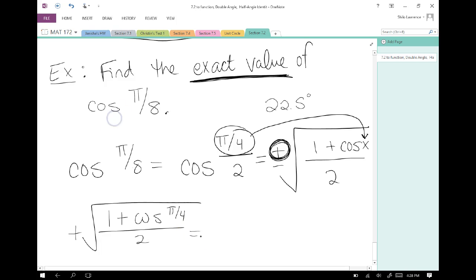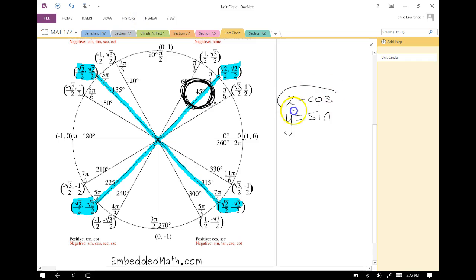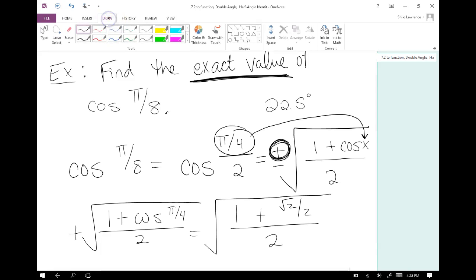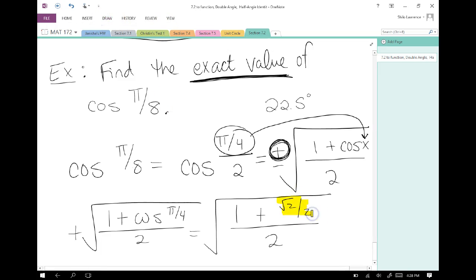And we need to simplify as much as humanly possible. So look on your unit circle and see what the value for cosine of pi over 4 is. Cosine is the x, remember? So radical 2 over 2. We cannot leave it like that because we have a fraction inside of another fraction. That is bad. That's bad algebra. So we need to fix it.